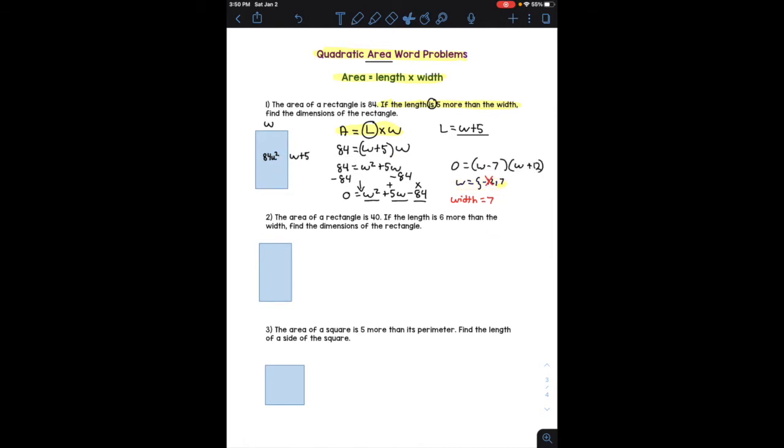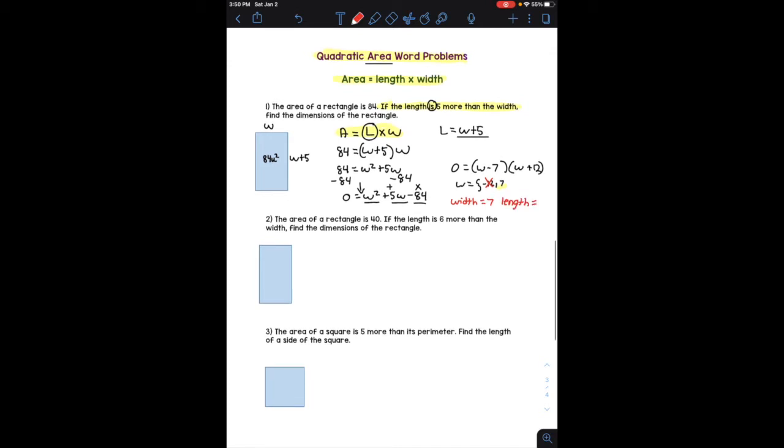And then I know the length would be, I could just substitute the 7 in for our length equation. I know the length is 5 more than the width. So if the width is 7, we're going to add 5 to it and get that the length is 12.